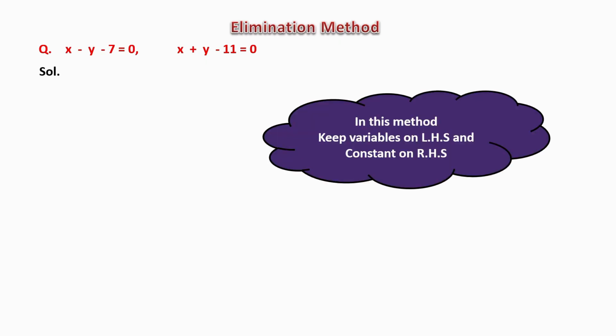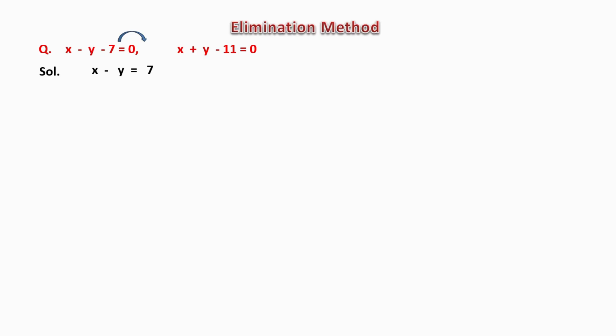Let us solve this question using the elimination method. We are given two equations. First equation, x minus y minus 7 equals 0. Second equation, x plus y minus 11 equals 0. First, we rearrange the equations by keeping variables on the left-hand side and constants on the right-hand side. So, the first equation becomes x minus y equals 7. And the second equation becomes x plus y equals 11.